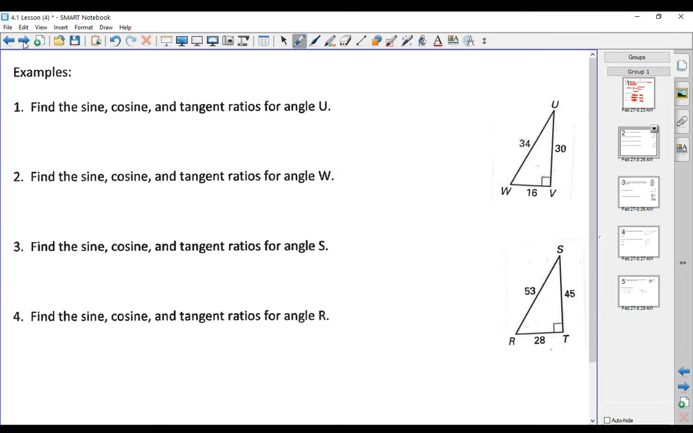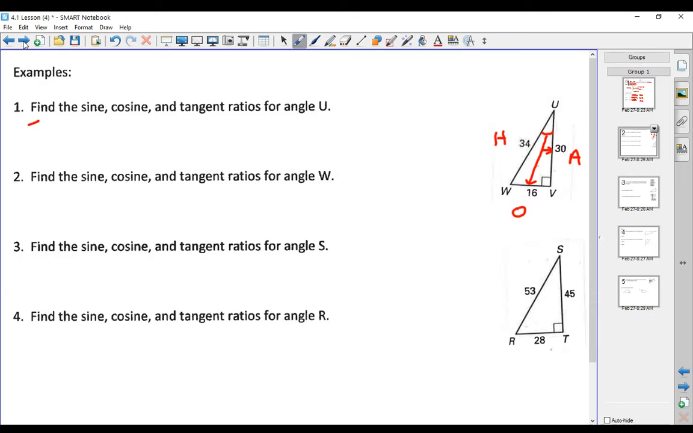Let's look at some examples. They want us to find the sine, cosine, and tangent for angle U in the triangle over here on the right. So let's mark angle U. That's the angle that we're looking at. And in regards to angle U, this side here, UW, is the hypotenuse. And the side across from angle U is the opposite side. And the side beside angle U is called the adjacent side. So the first thing you want to do is figure out which side of the triangle is which.